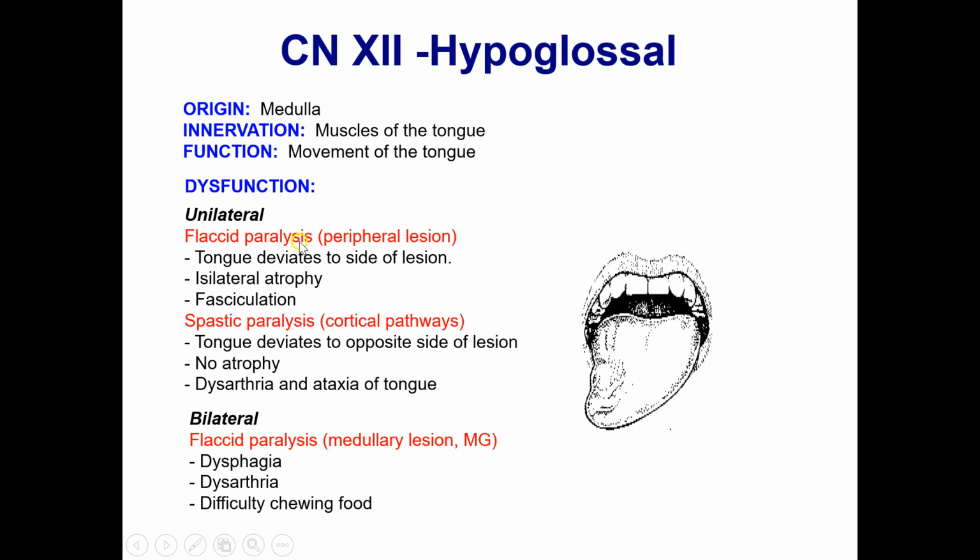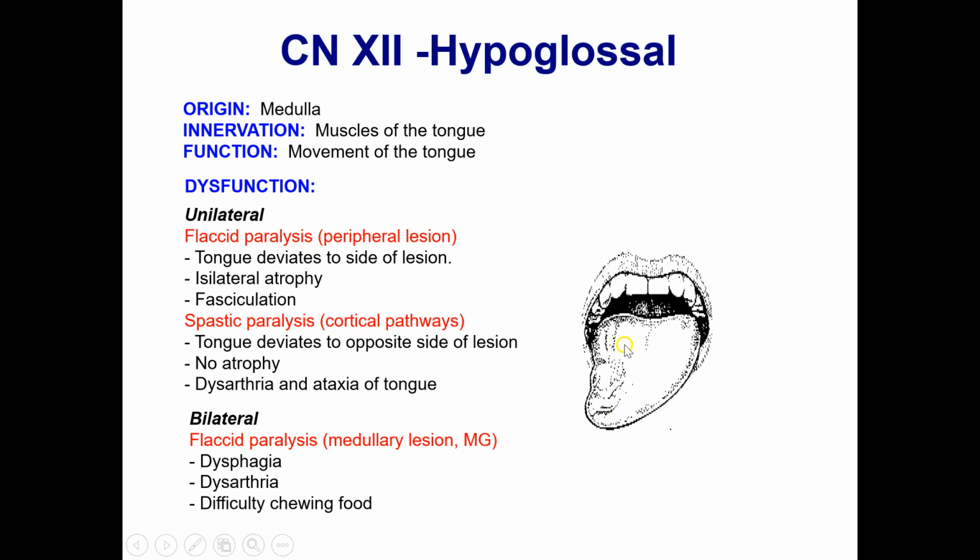Flaccid paralysis is from the lower motor neuron lesions or peripheral lesions, in which tongue deviates to the side of lesion, and there is associated atrophy and fasciculation. You must differentiate it from spastic paralysis of the tongue, which is upper motor neuron type tongue weakness, in which tongue deviates to opposite side of the lesion. In lower motor neuron, tongue deviates to the side of the lesion.